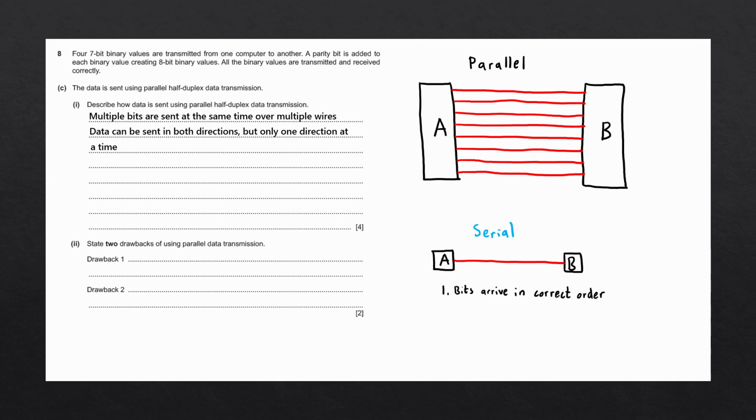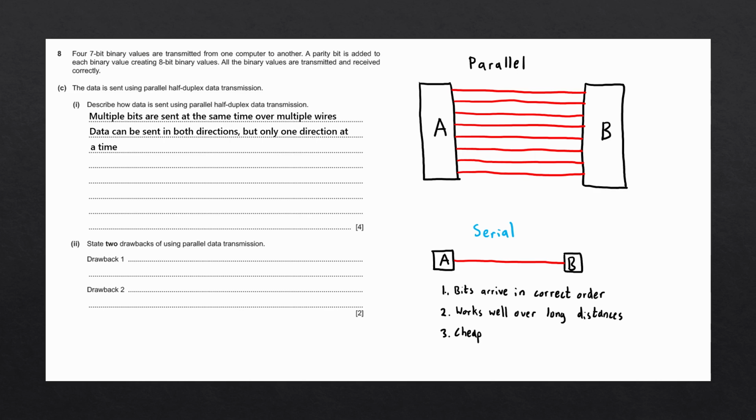Given that the bits arrive in the correct order, we can send data over a very long distance, and the bits will always arrive in this correct order. So serial works very well over long distances. The last advantage of serial is that since we're only using a single wire, this is very cheap to set up, since we only have to purchase a single wire to connect A to B. Now we've written down the advantages of serial. Let's see if they correlate to the drawbacks of parallel.